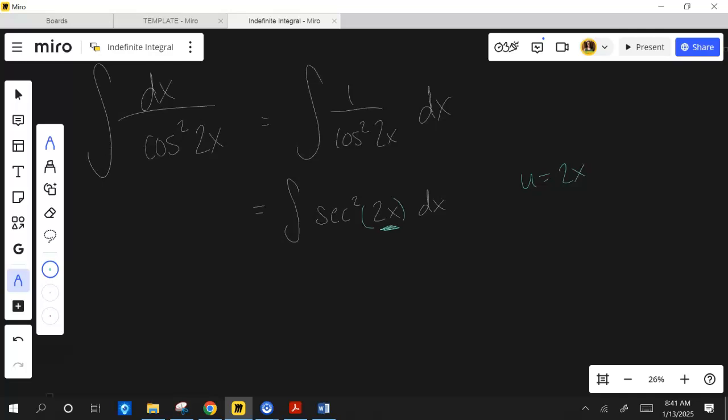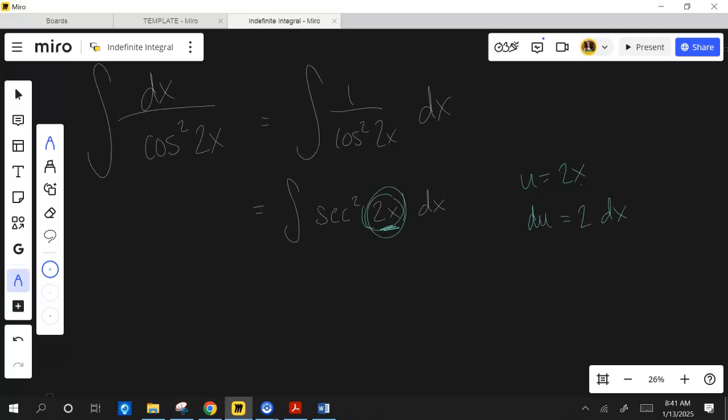Du is just the derivative of u with the dx that follows it. So 2 dx. Why am I letting u be 2x? Because I know that the antiderivative of secant squared x is tangent x. So I know I can move backwards there.